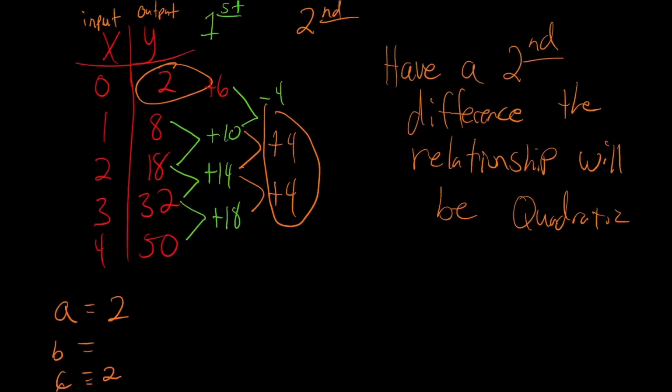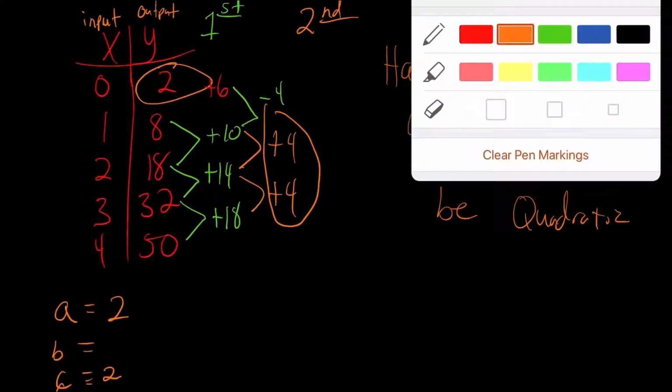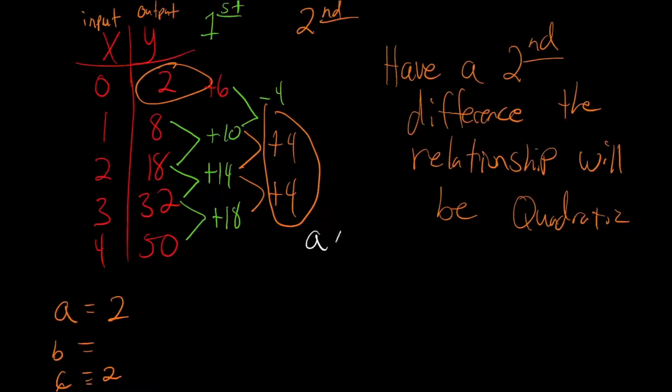Okay, now I just have that b value. So we're going to start with ax squared plus bx plus c.